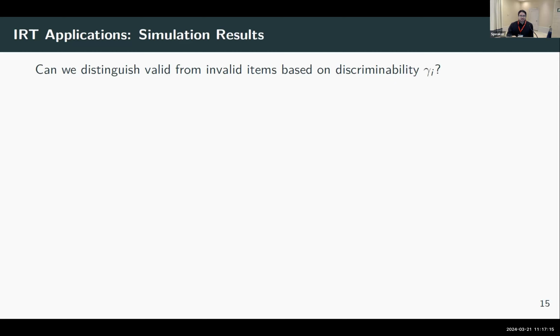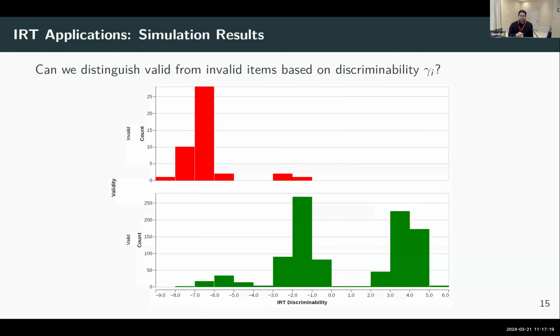So can we distinguish the invalid items based on discriminability is the main thing that we want to see that we can find here. If we plot all the invalid items on the top and all the valid items on the bottom, then yes, we see that all the invalid items that we know are invalid, because that's part of the data generative process, are on the left side for negative discriminability, versus all the good examples are in the positive end.